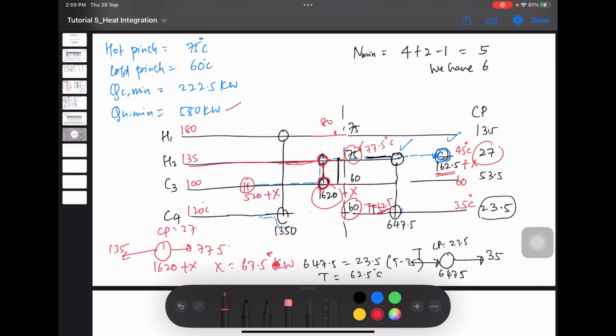So we have to add this to our heat exchanger network. Now this heat exchanger here will have 1620 plus 67.5 minus 67.5, and then heater and cooler duties are going to increase by 67.5. So now when we perform this kind of optimization, we have reduced one unit, and to counteract that one, we have to increase the hot and cold utility demand. So this is how we perform the optimization. Okay, so that's all for today's class. Thank you very much and have a good day.